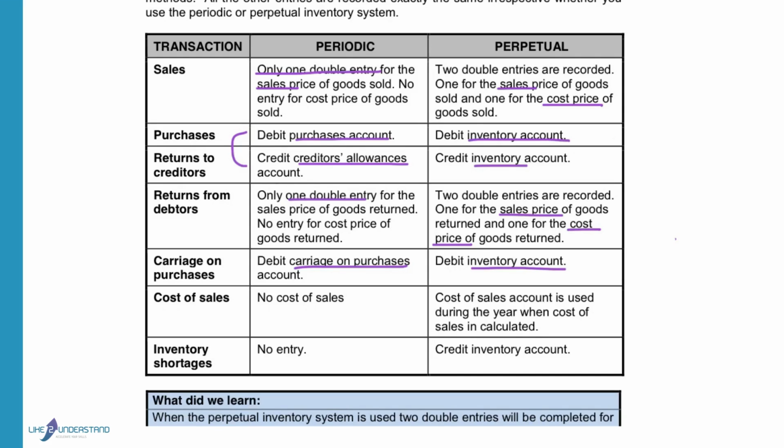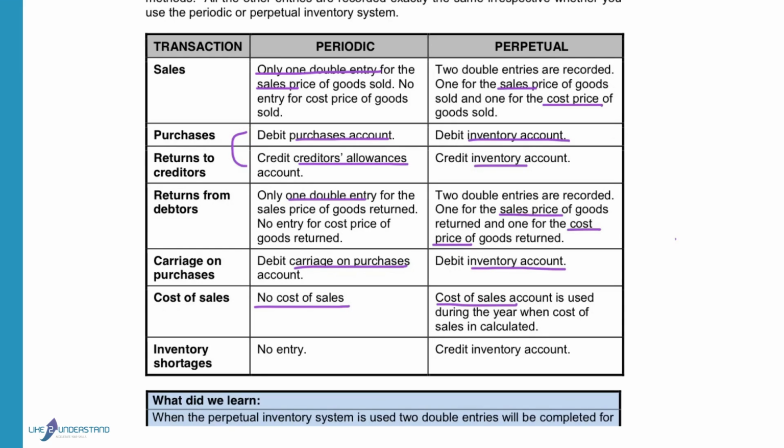Cost of sales. There is no cost of sales account in the periodic system. In the perpetual system, we use a cost of sales account during the year when the cost of sales is calculated, and we show the expense and decrease the inventory with the inventory that was sold.